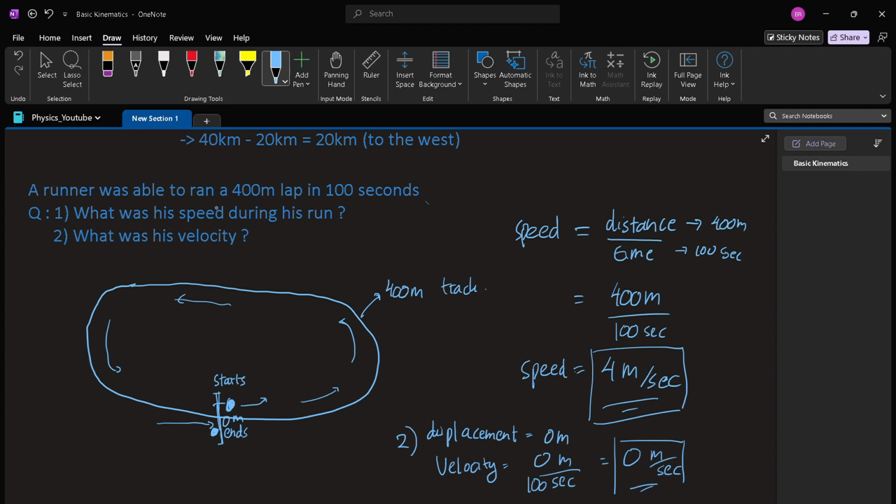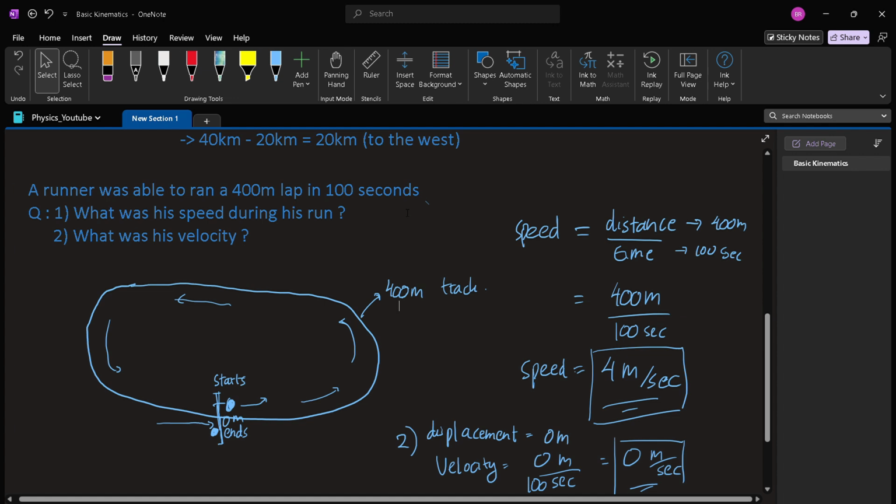And I hope that can give you some understanding of basic kinematics. We are going to continue on to the next module, where I will dive even deeper into speed and distance. We're going to talk about velocity and displacement in the next 2 videos.